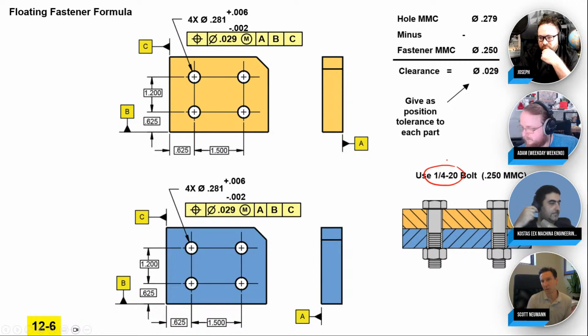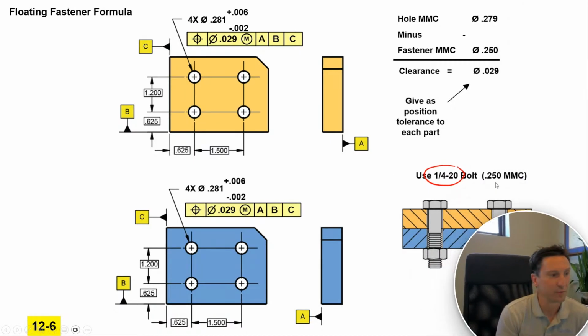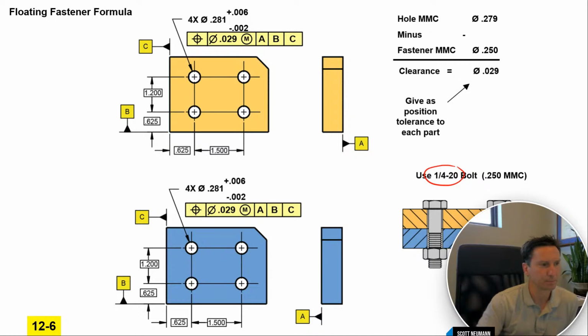What size bolt do you want to use? So in inches, they decide to go with a 1/4 bolt. That would be a .250 MMC. Bolt tolerance will always go minus. That is nice. So when you have a 1/4 bolt, or an M8 or an M12, that's going to be your MMC, your maximum material condition, the biggest pin. And then bolt tolerance will go minus.